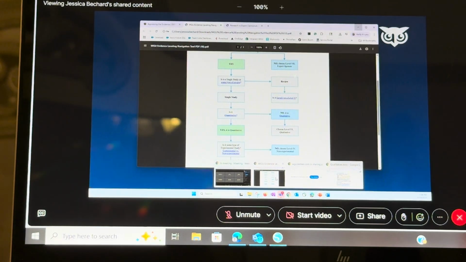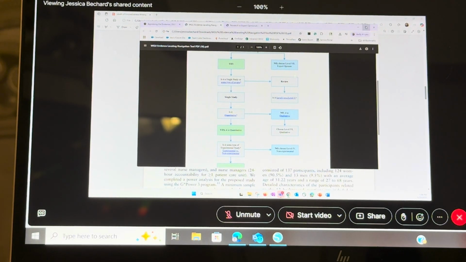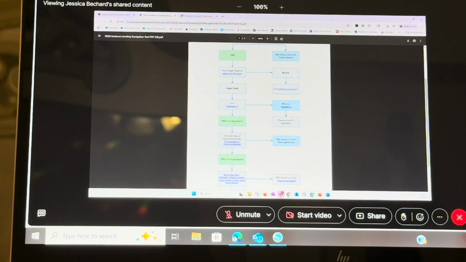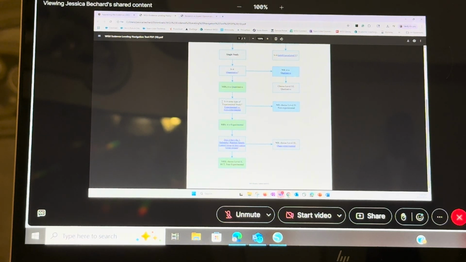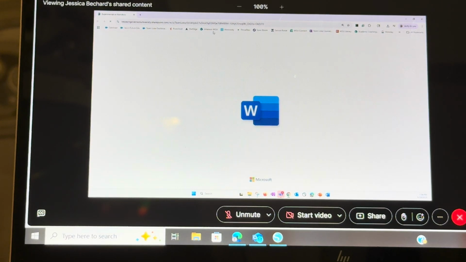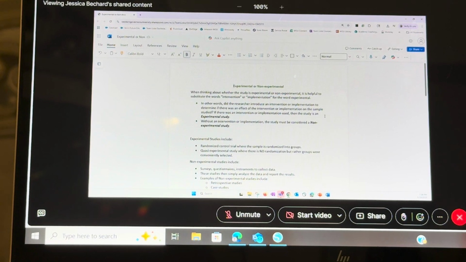Yes, okay, perfect. Now we got to go down a little further to where we haven't been before, okay? So our next question is, is it some type of experimental study? Okay, so we haven't looked at this, so let's open it up. So now we're going to read about what is experimental versus non-experimental, okay?